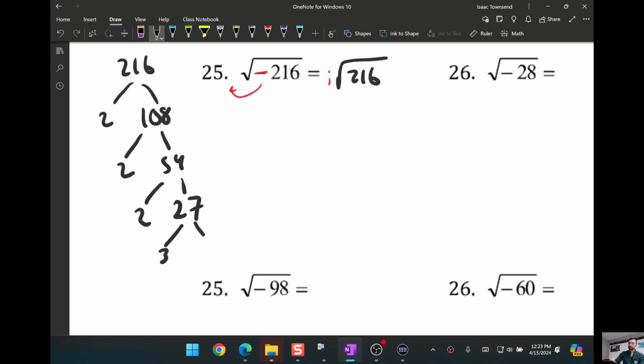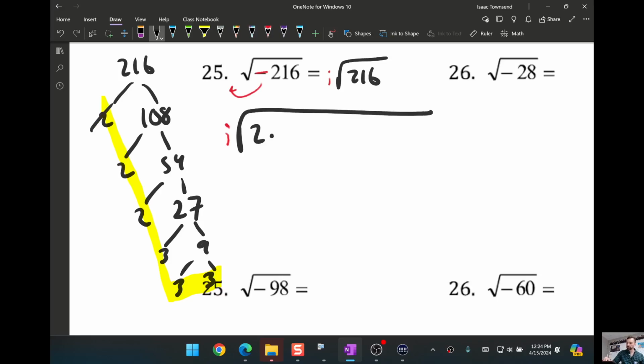Then 3 could go into this, and 3 and 3 make 9. So the prime factorization of 216 is 2 times 2 times 2 times 3 times 3 times 3. 2 times 2 times 2 times 3 times 3 times 3 is 216. Now, I couldn't have told you that in my head, but again, this is where the factor tree lets you do it in small, manageable chunks.